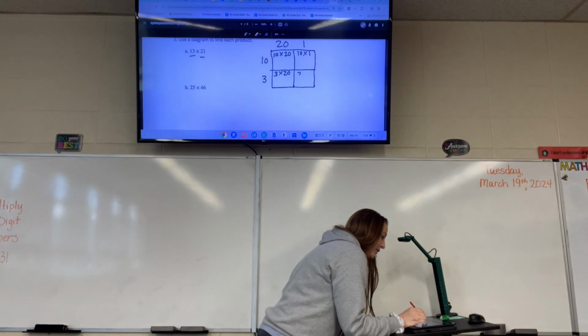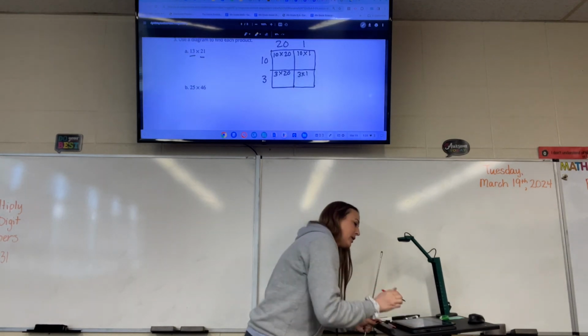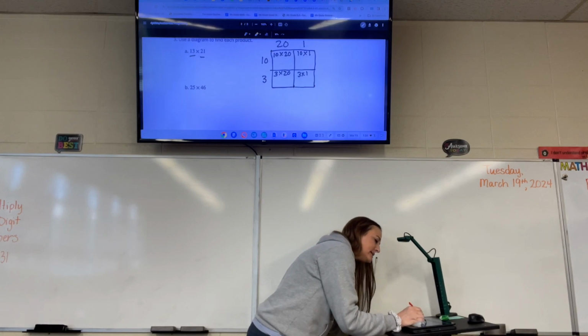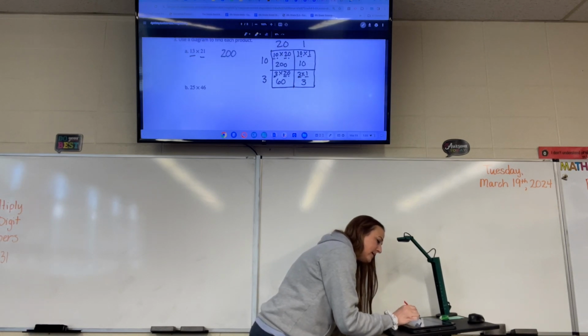Good work. Okay, now that we have all of our problems, we can quickly solve them with our basic fact. 1 times 2 is 2. Add on 2 zeros. 1 times 1 is 1. Add on 1 zero. 3 times 2 is 6. Add on 1 zero. And 3 times 1 is 3. Our last step, stack them and add them. 260, 10, and 3. Add them all together and you will get 273.